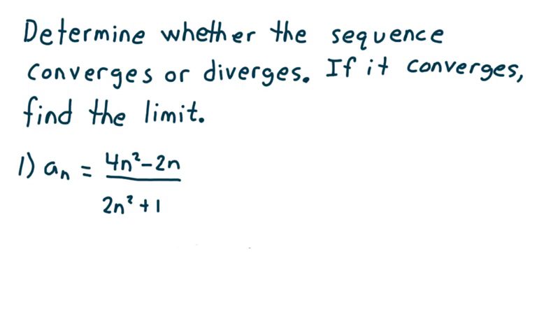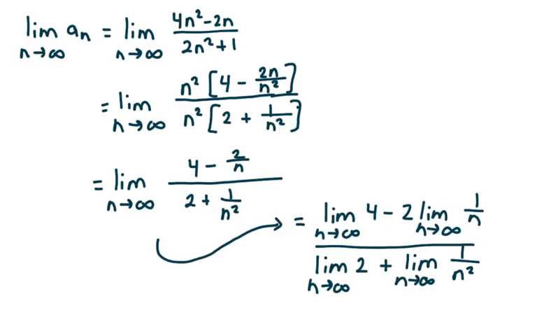Suppose a sub n is equal to 4n squared minus 2n divided by 2n squared plus 1. The limit as n goes to infinity of a sub n is equal to the limit as n goes to infinity of 4n squared minus 2n over 2n squared plus 1. So to go from the first line to the second line, we're going to factor out an n squared from the numerator and an n squared from the denominator.